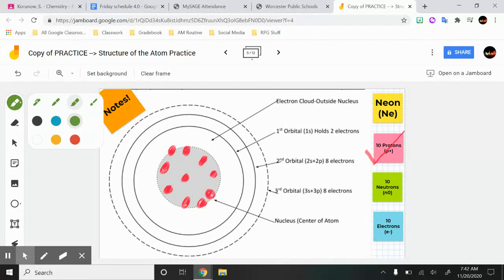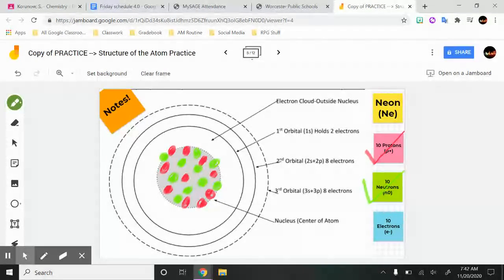Let me make this one a little cleaner. And now I'm going to do my 10 neutrons mixed into the nucleus. So I have 1, 2, 3, 4, 5, 6, 7, 8, 9, 10. Okay? So I put in my protons and my neutrons in the nucleus. So that's the easy part. Okay, the easy part is putting your protons and neutrons in the nucleus.